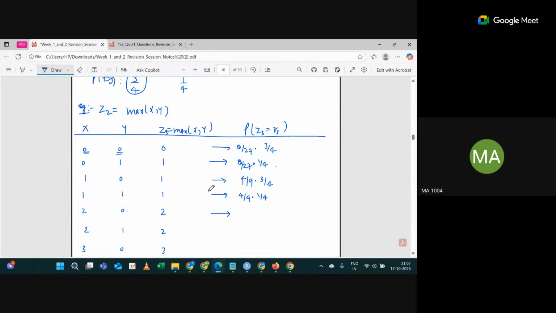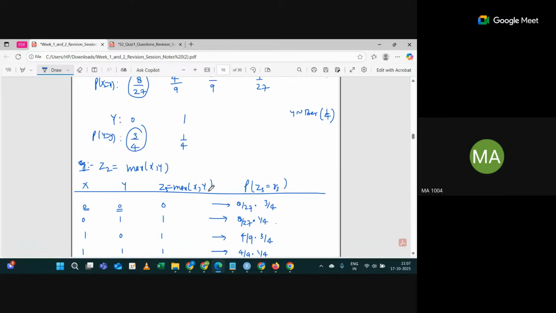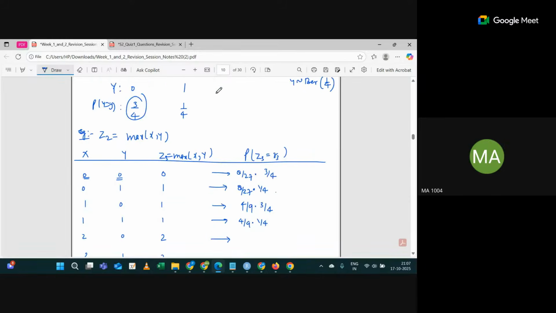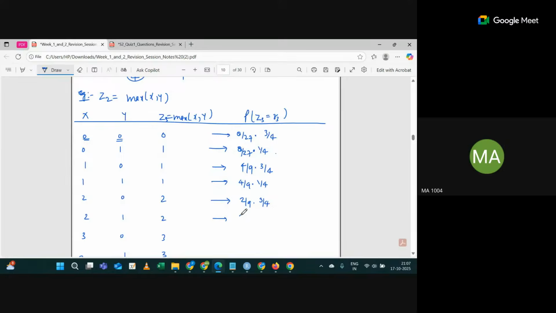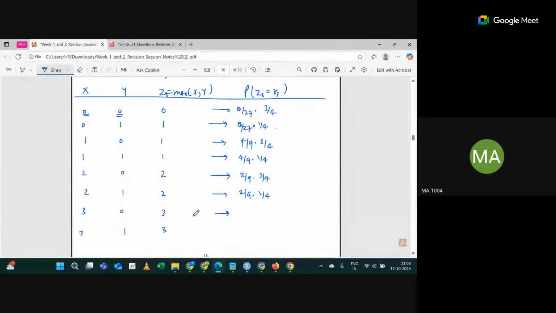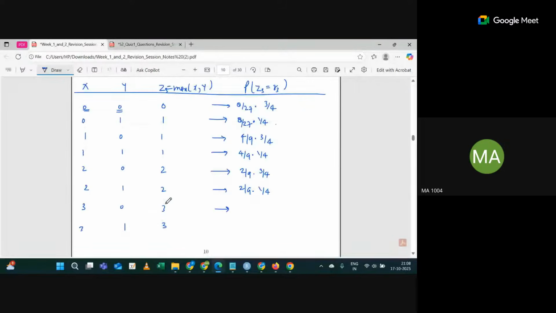And this is x is 2. So what is the probability x is 2? 2 by 9. And what is the y 0? It's 3 by 4. And then here 2 by 9 into y is equal to 1, it's 1 by 4. And what is x equal to 3? It's 1 by 27 into y is 0, which is 3 by 4. And then 1 by 27 into 1 by 4.